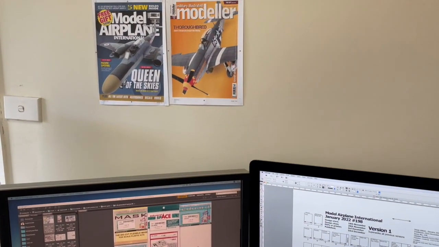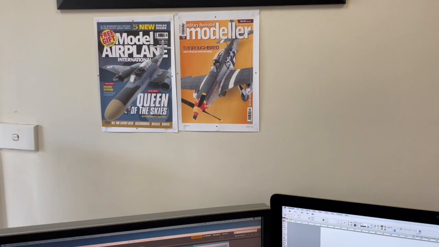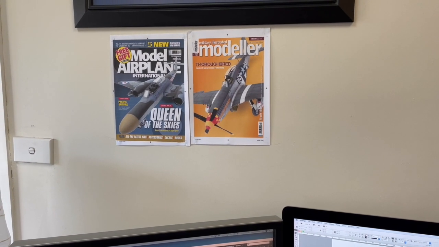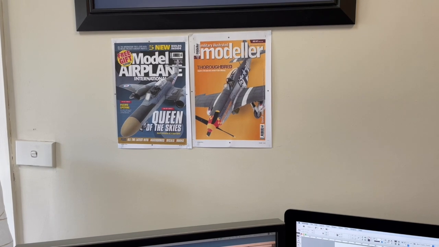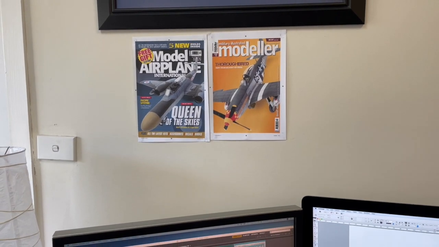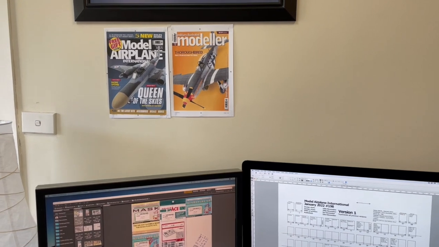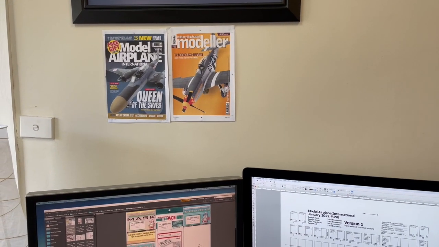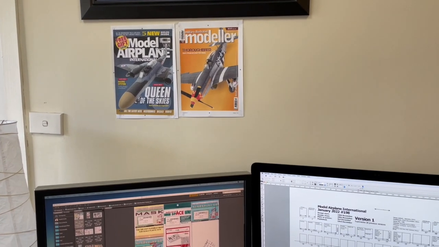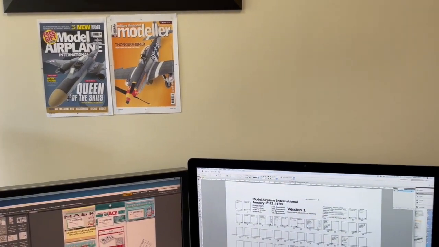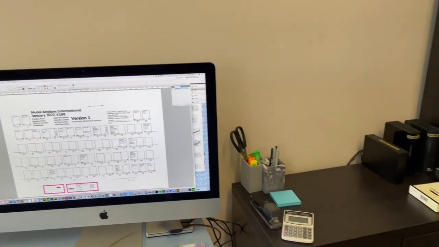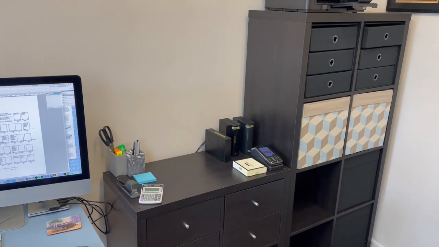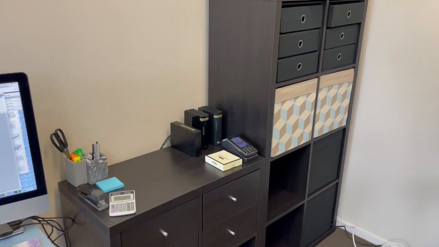Above the desk, I have the latest issue covers. These are both the December issues for Model Airplane International and Military Illustrated Modeler. And I like to have them up there so that I can have a look at them for a few days or hopefully a week or so, and make sure there's nothing going wrong there. As we move along, we've got a bit of storage. Printer is up there, backup drives, stationery and so forth.